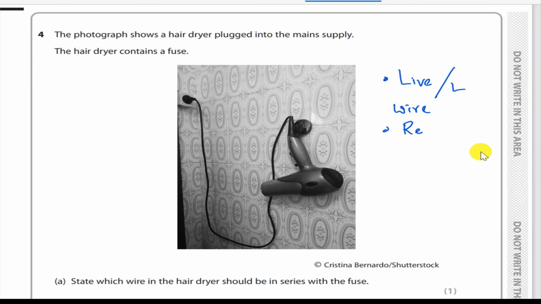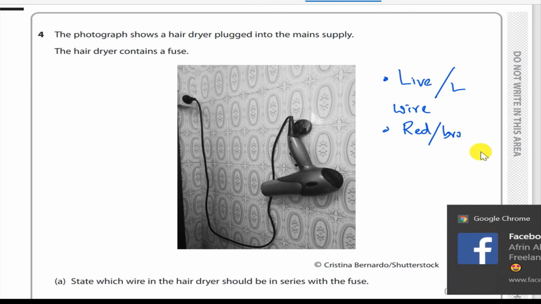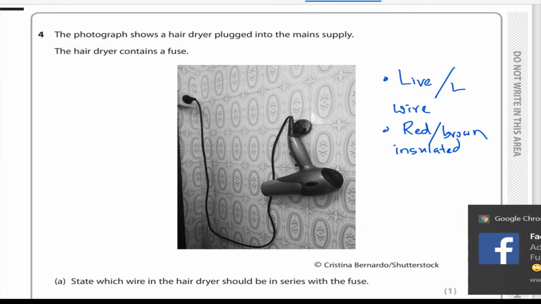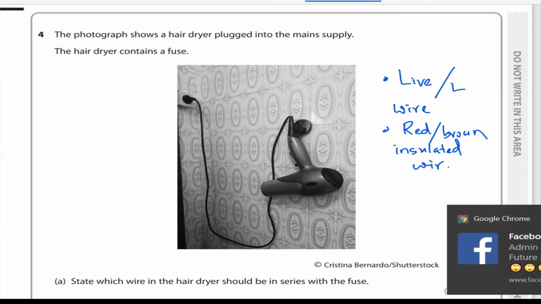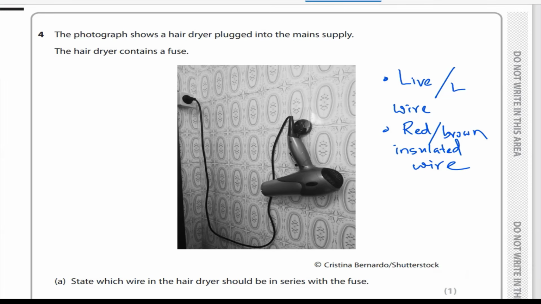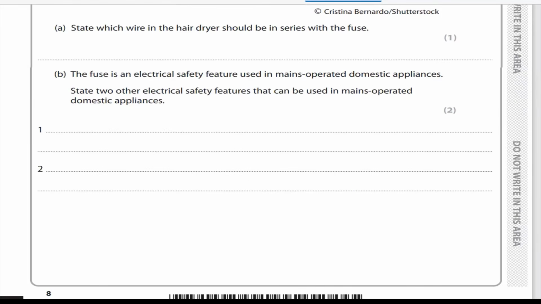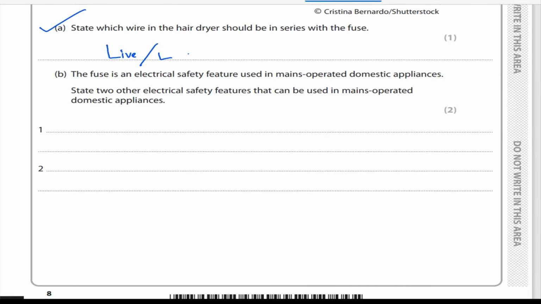Or red or brown insulated wire, because live wire is in brown or red insulation. So question A, live wire or L wire.